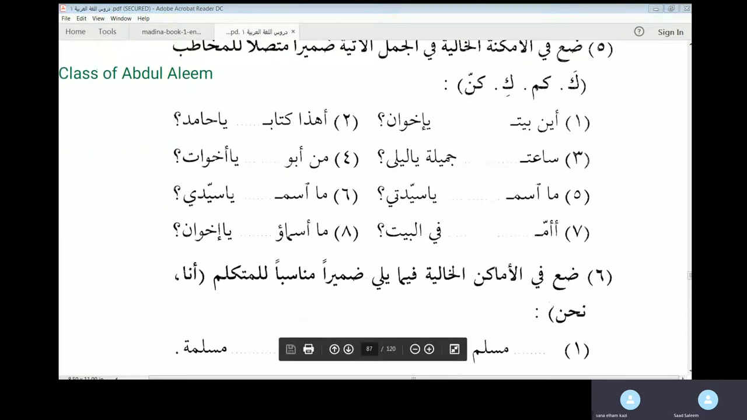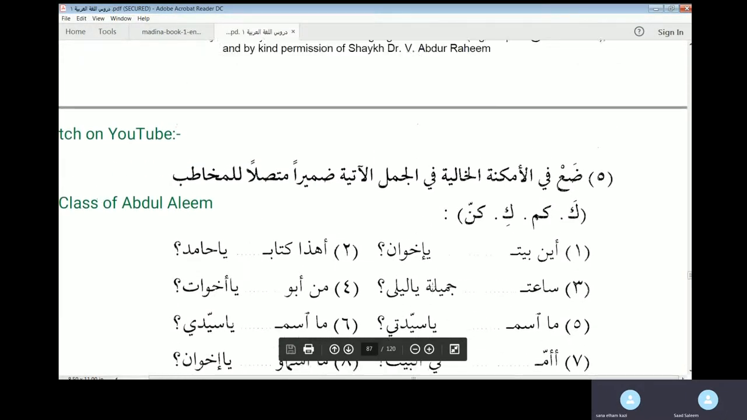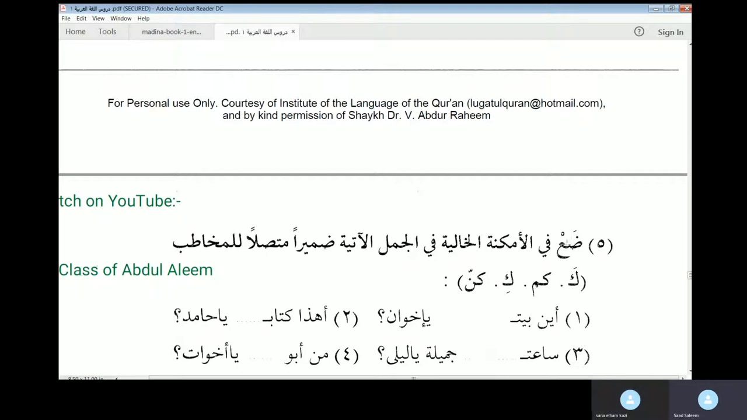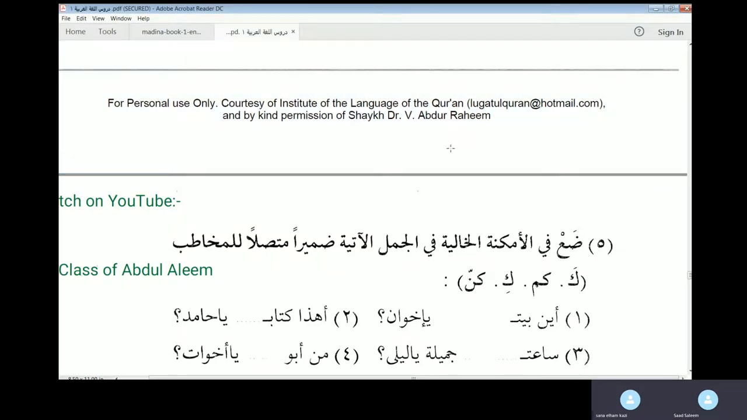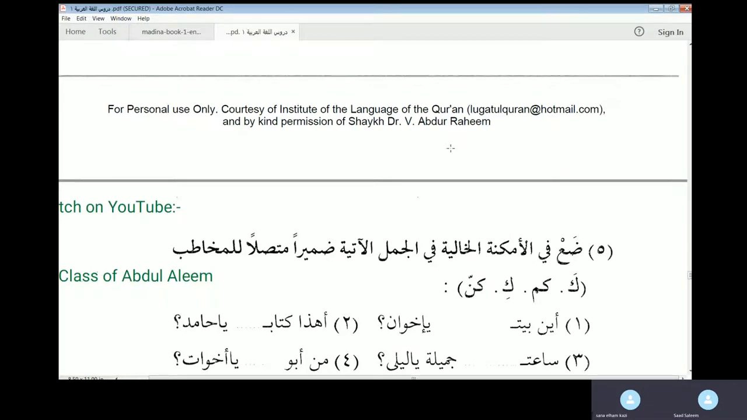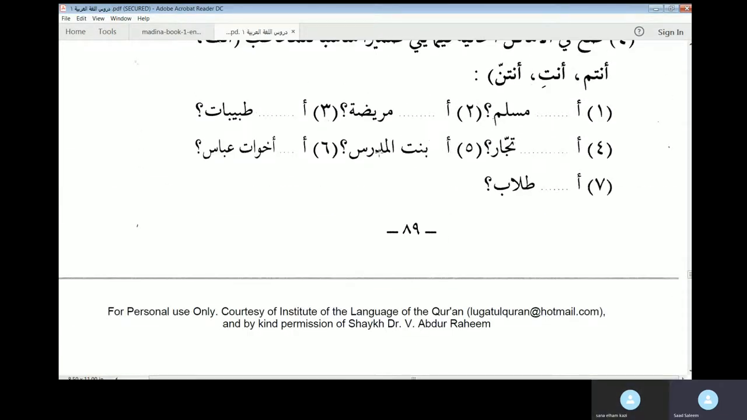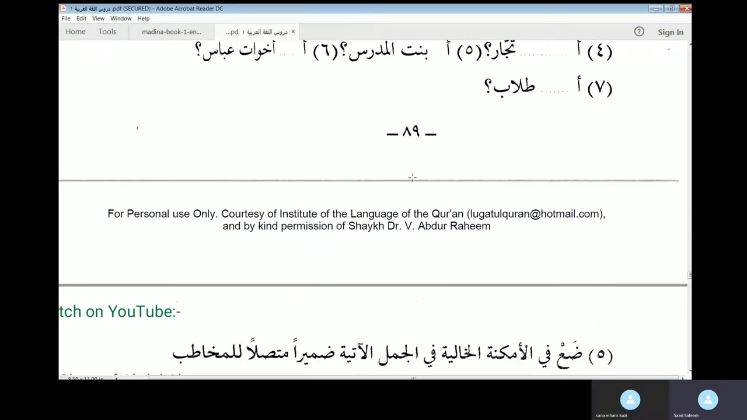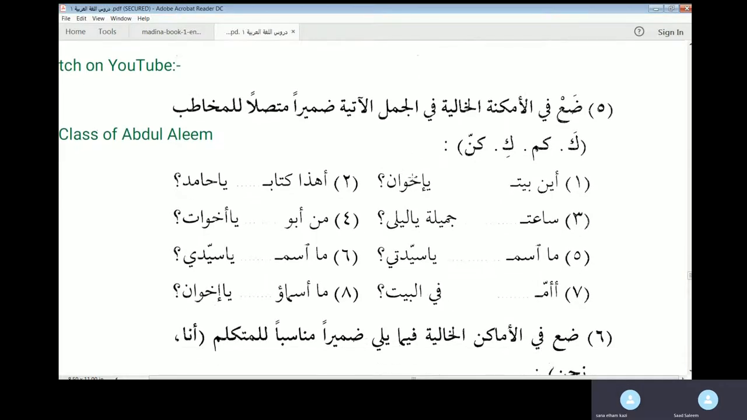For akhun, the plural is... No, no. For masculine, ikhwatun. And for feminine, akhawatun. Masculine, brothers: ikhwatun. Ikhwan is also correct. Yes, Ikhwan is also correct.